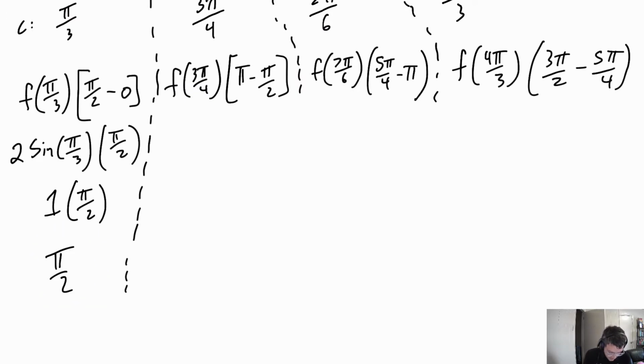Okay, similarly, this next rectangle has a height of f of 3 pi over 4, so that's 2 sine 3 pi over 4, and the length of this rectangle is pi minus pi over 2, which is pi over 2. Sine of 3 pi over 4 is root 2 over 2. We multiply by 2, we get square root of 2.